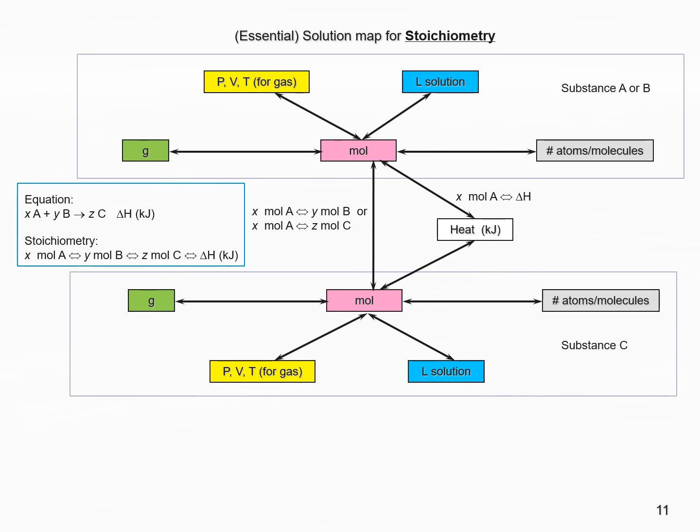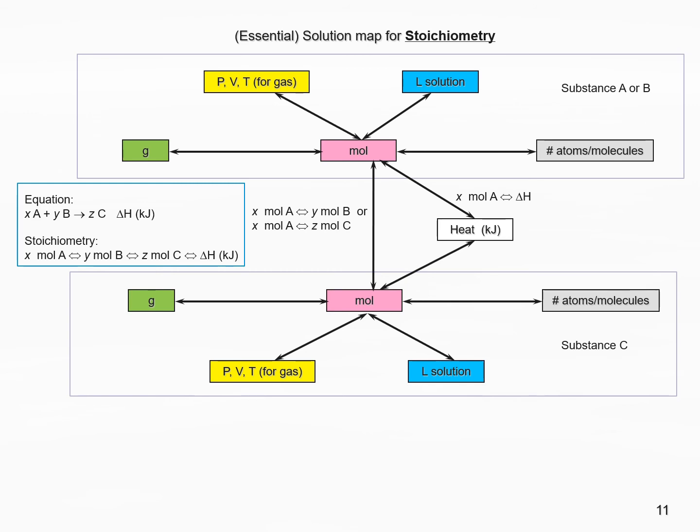Sorry, I thought I deleted the animation here. All right, as for stoichiometry, we have a solution map for one substance, A or B, which is going to be the reactant, and another solution map for the product. This one is for gas, which we will see in gas chapter 10. This is liters of solution, which we will see at the end of this chapter. The grams, moles, and numbers are something we have discussed. That is for substance A, and that's for a different substance.